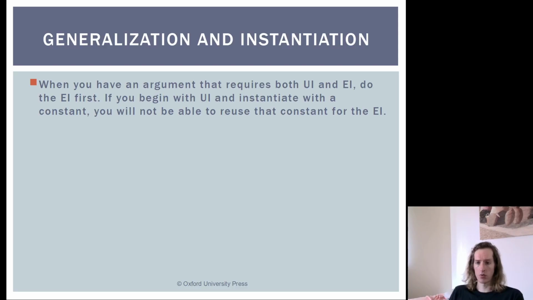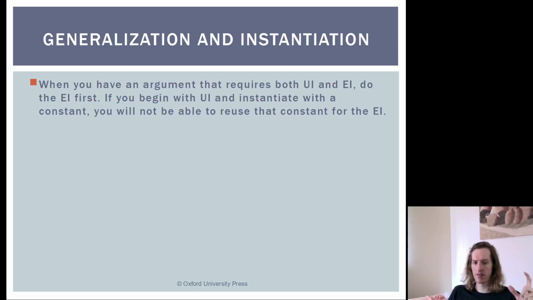So when you have an argument that requires both universal instantiation and existential instantiation, do existential instantiation first. This is because when we universally instantiate with a constant, we can use a constant that has been used before. Because it applies universally to everything, any constants that we're using, it should apply in those cases as well. But existentially quantified formulas only apply to specific things. So when we instantiate those, we have to use new constants that haven't been used before.